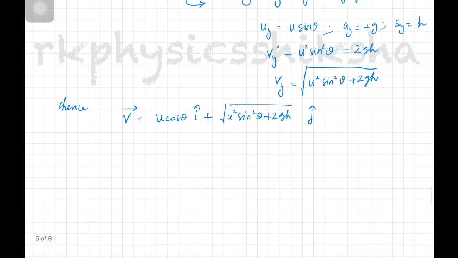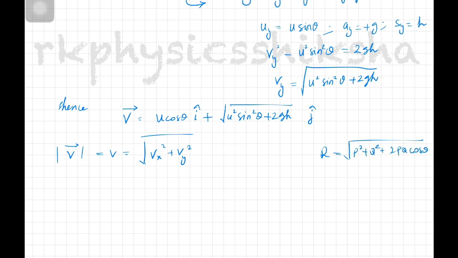If I am supposed to calculate the magnitude of velocity here, the magnitude is v, the modulus of v bar, which is root over vx square plus vy square, because these two are perpendicular components, so the angle is 90 degrees. If you have two vectors at a point and you have to calculate the resultant, you use the parallelogram law of vector addition, where the resultant of any two vectors is root of p square plus q square plus 2pq cos theta. Here p is vx and q is vy, so it will be vx square plus vy square plus 2 vx vy cos 90.